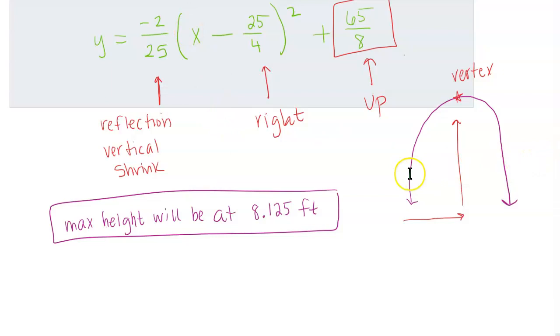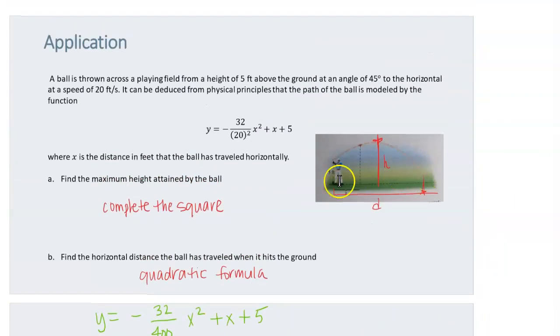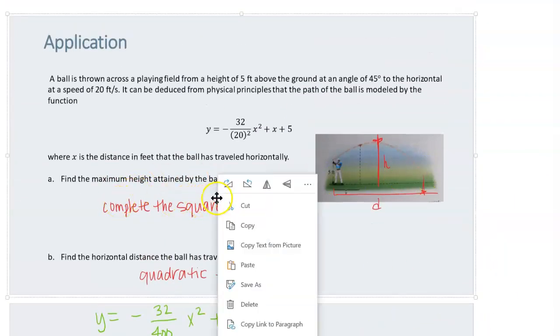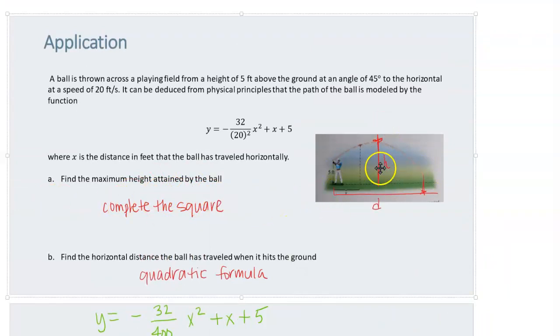So that is the answer to part A. We used completing the square to find the maximum height of the ball. In the next video, we'll find an easier way actually to get that, where we don't have to use completing the square, where we'll just use the axis of symmetry.